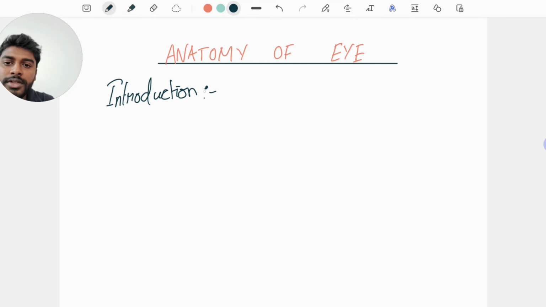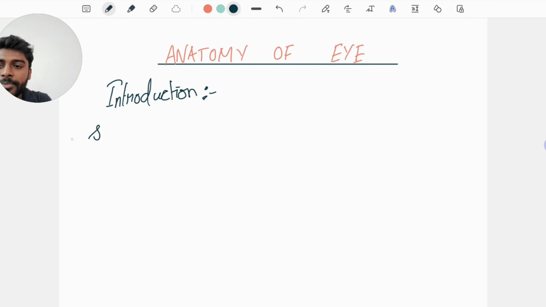So, introduction. First of all, I want to ask you, what is the shape of the eye? We call it the eyeball. So, what is the exact shape of the eye? Does it look like a cricket ball or a rugby ball? Let's move on with the shape.